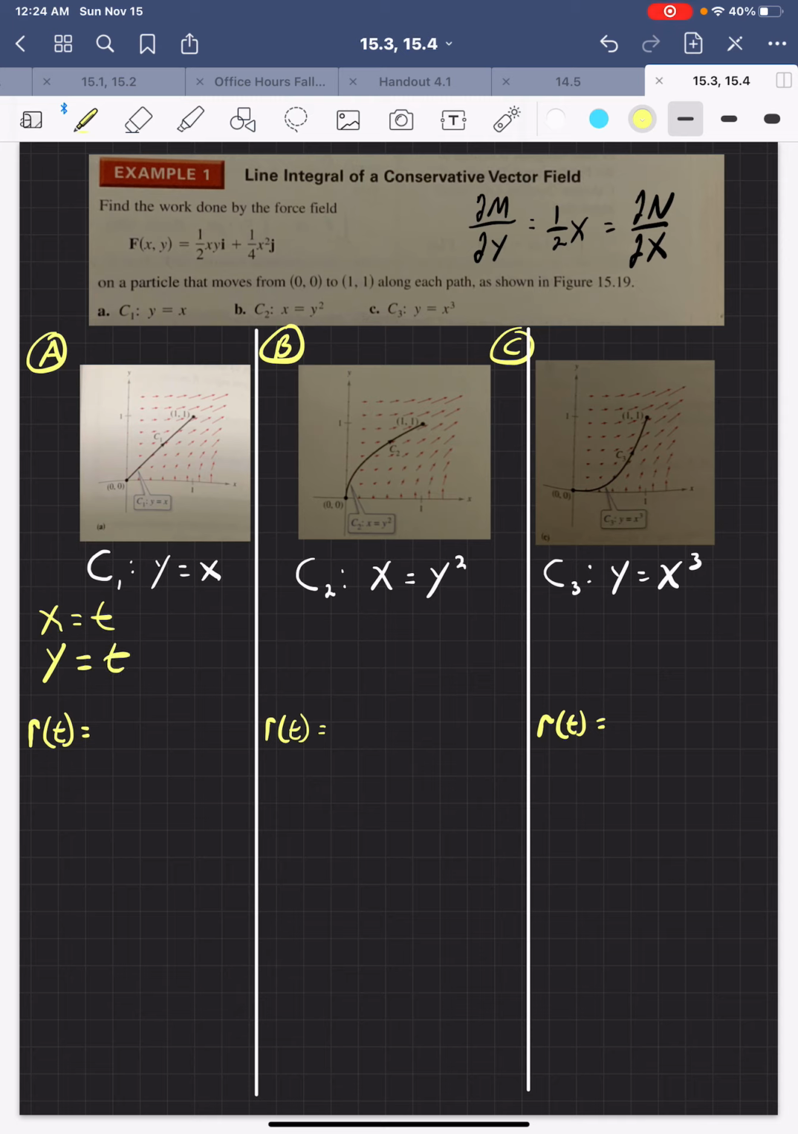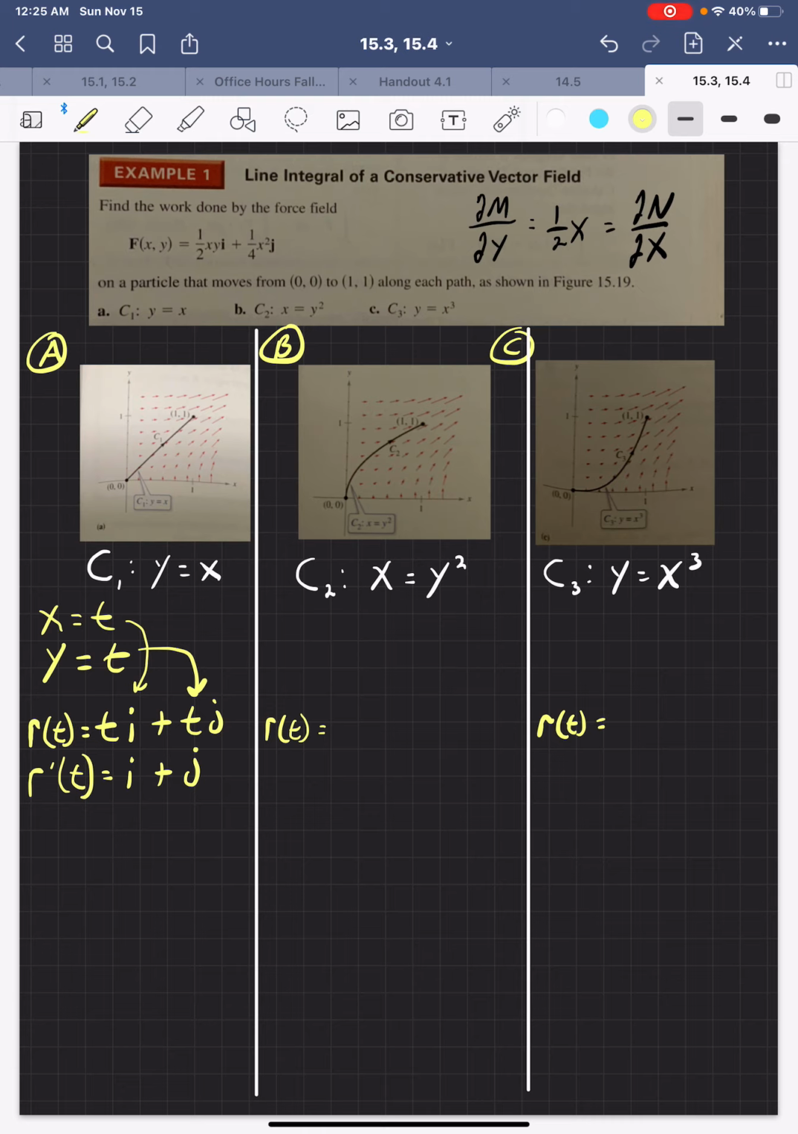And that's all we need to form this parametric representation. So r of t is just going to be t in the i direction plus t in the j direction. Easy enough. Let's go ahead and take r prime, taking the derivative with respect to t.